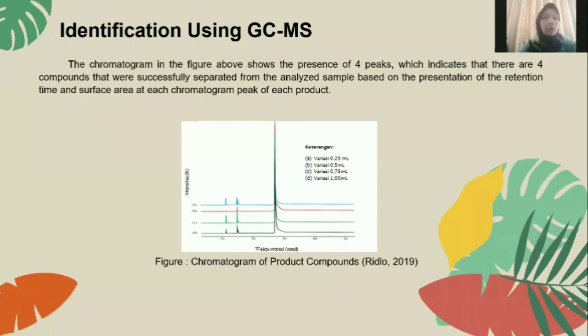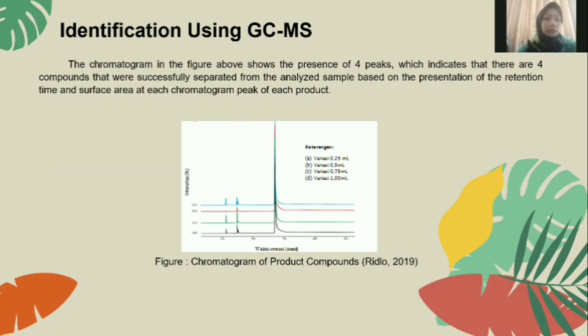Next. Identification using GCMS. Identification of the synthesis product using GCMS is used to determine the presence of the target compound that has been formed based on the retention time and area of the resulting product. The chromatogram in the figure above shows the presence of 4 peaks, which indicates that there are 4 compounds that were successfully separated from the analyzed sample based on the retention time and surface area of each chromatogram peak of each product.